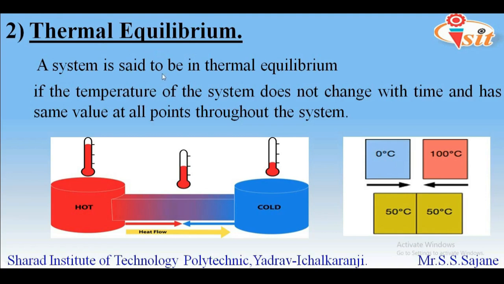So in thermal equilibrium, the main parameter of our interest is the temperature. If we measure temperature at any point, then throughout the system we will get the same temperature. So this is the concept of thermal equilibrium. Next we will see what is chemical equilibrium.